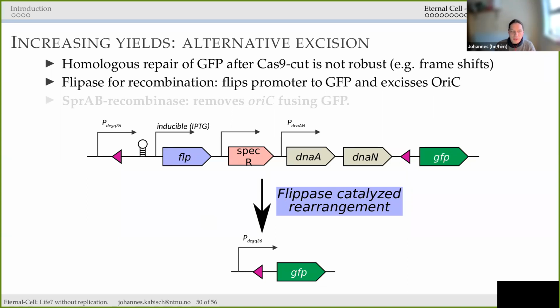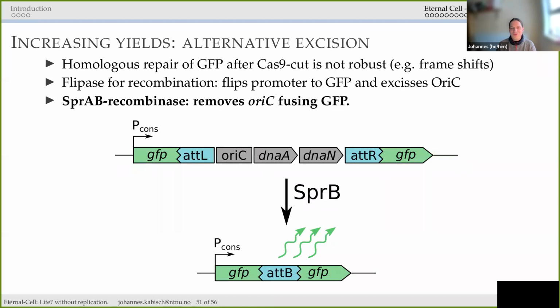So we tried a flip parser for recombination. So this would flip a promoter in front of the GFP while removing all of the ORI. This did not work at all. And what kind of worked is a system that is internally from Bacillus subtilis. It's called an SPRAB recombinase. So it's a site-specific recombinase that has evolved in Bacillus subtilis.